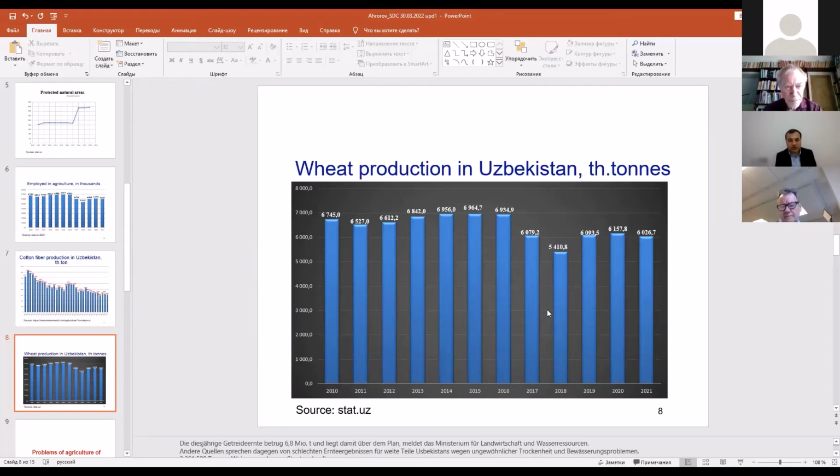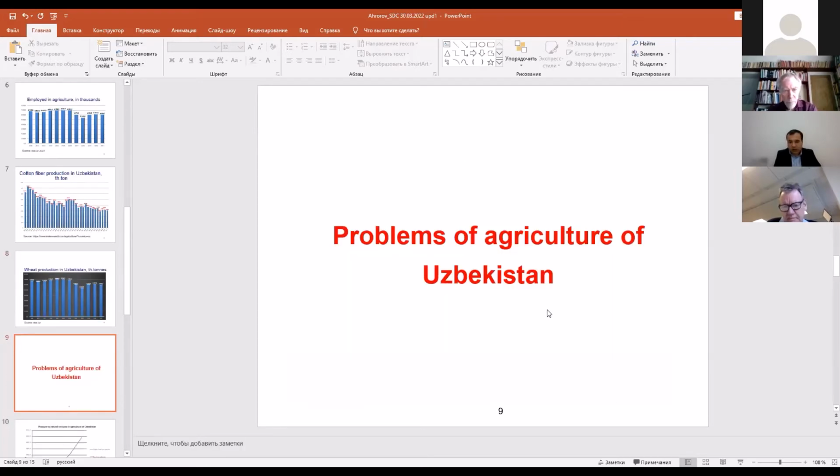In recent years, fruits and vegetables are becoming more and more important. In terms of net revenue of foreign currency, fruit and vegetables could compete with cotton now. So wheat and fruit and vegetables are also important crops here. I'll talk briefly about the problems of agriculture in Uzbekistan.